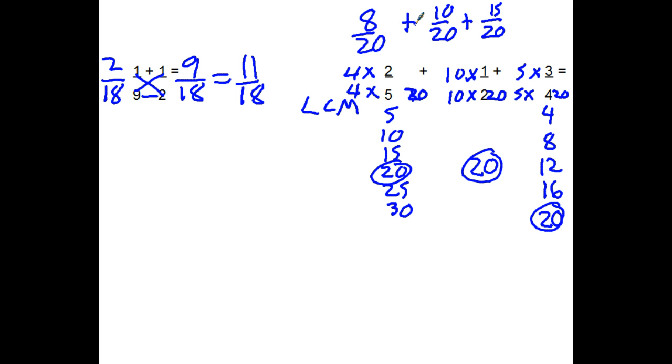8 20ths plus 10 20ths plus 15 20ths. 10 plus 15 is 25, plus 8 more is 33. So I have 33/20ths. It's an improper fraction, so I don't want to leave it that way. I'm going to come down here and divide it.